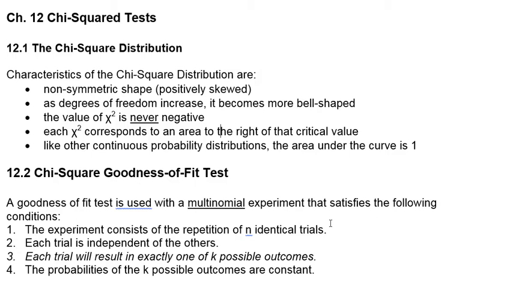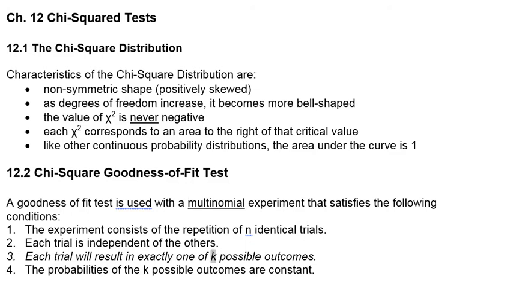The goodness of fit test, where we use this chi-squared distribution, uses something called a multinomial experiment. That word multinomial may look like another experiment we talked about earlier in the course, which is the binomial. The big difference between the multinomial and the binomial is that prefix. The binomial had two possible outcomes. The multinomial experiment has more than two, right? That's what multi means, multiple.